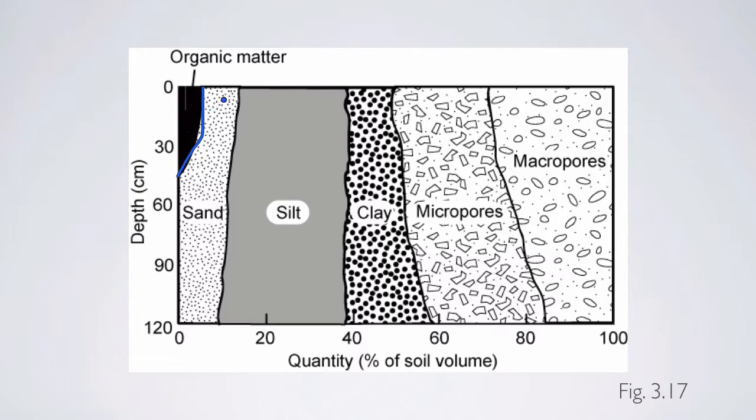And then you can see that as you go down in depth, you tend to have a lot more clay. These shallower soils have a lot more macropores and it becomes more dense as you go down. And again, the macropores are going to be the spaces in between the larger chunks of soil, and the micropores are just smaller spaces in between.